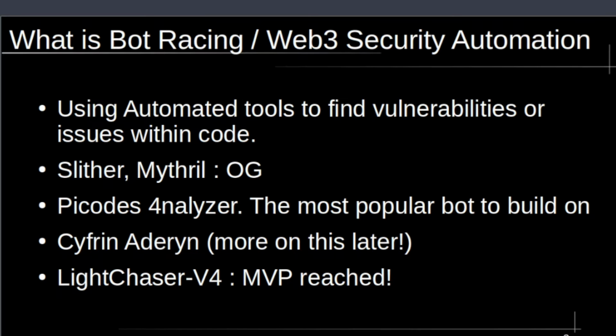And this essentially really started with the OGs of the space, both Slither and Mythril. Slither, which was developed by Trail of Bits, was, I believe, the first or one of the first Web3 security automation tools that was open source. And of course, you also have Mythril, which I'm not 100% sure, but I believe was developed by Consensys. And of course, you also have Analyzer, which was developed by PyCodes. This is probably the most popular bot that bot racers build their detectors on top of and use to actually compete on Code Arena.